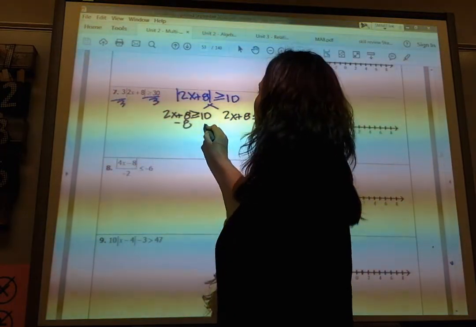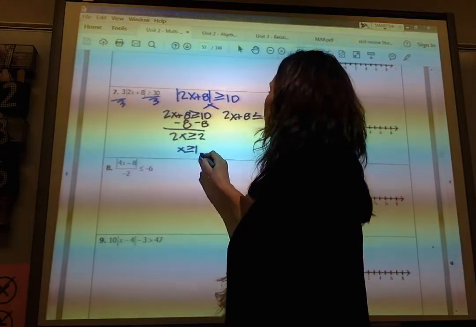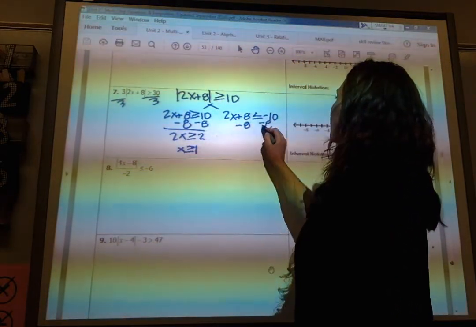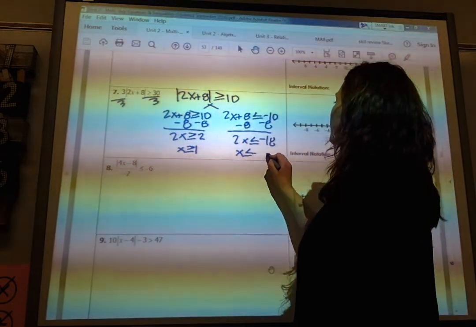So when I subtract 8 on both sides, I get 2x is greater than or equal to 2, x then is greater than or equal to 1. Subtract 8, 2x is less than or equal to -18, x is less than or equal to -9.